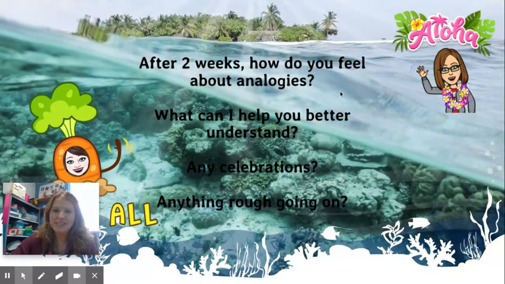After 2 weeks, how do you feel about analogies? How are you doing? What can we help you better understand? Or do you have any celebrations, anything rough going on? I'm going to ask you a couple questions, and just let us know how you're doing. Hopefully you are understanding these types of analogies with the category and the purpose analogies.